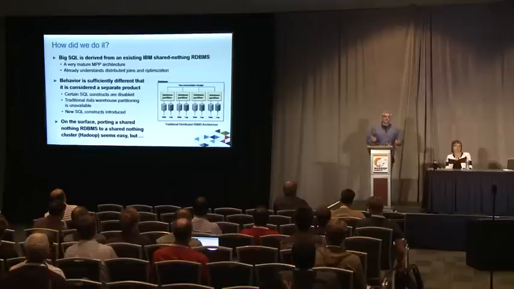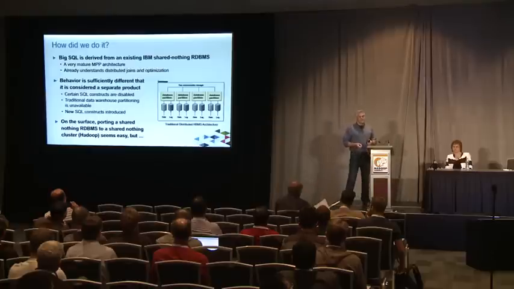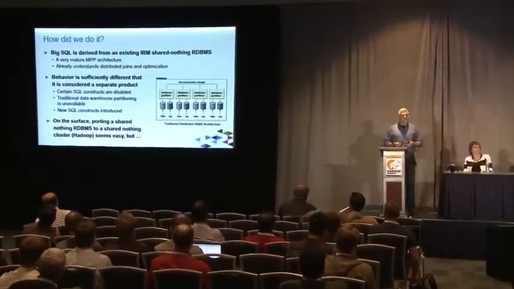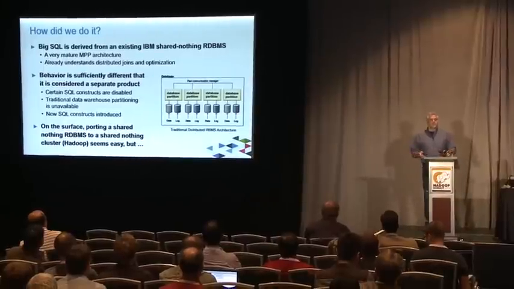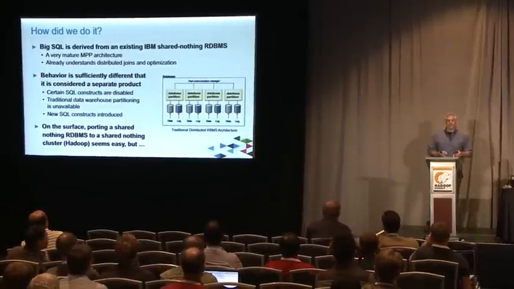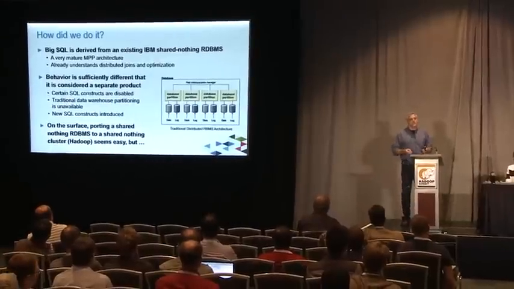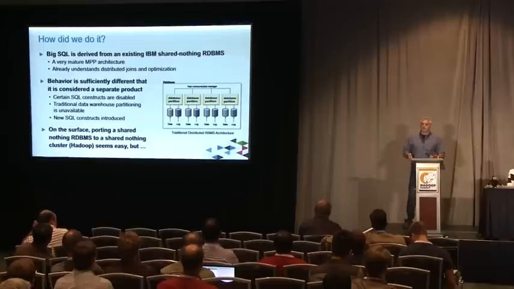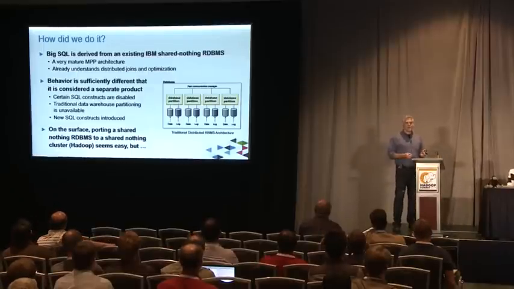So first and foremost, as I think Adriana's slide pointed out nicely, we built this because we have the technology, why not leverage it? So Big SQL is derived from one of IBM's shared nothing relational databases. You can probably guess which one. However, it is its own product, and the reason for this is it's sufficiently different. There are features that don't apply to the Hadoop world, so they've been disabled. There are additional features that are specific to the Hadoop world, so they're enabled. So effectively, it's a different product that looks and smells and breathes like other IBM relational database technologies.